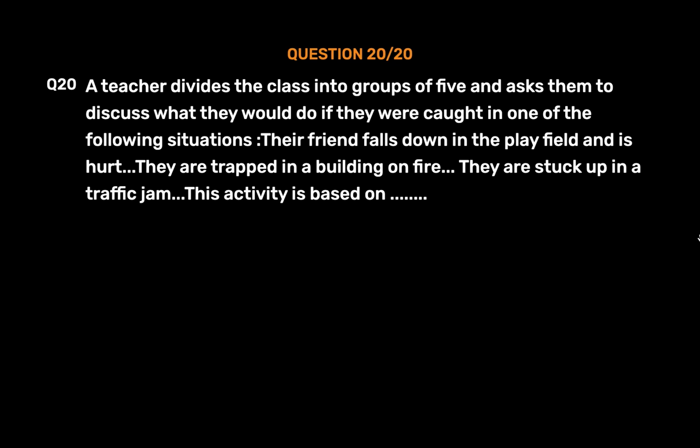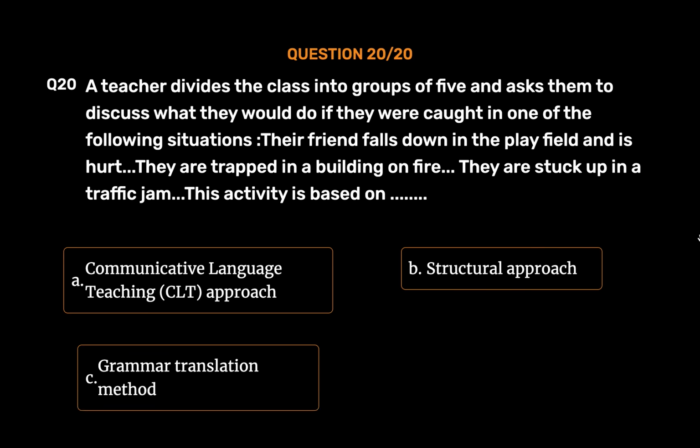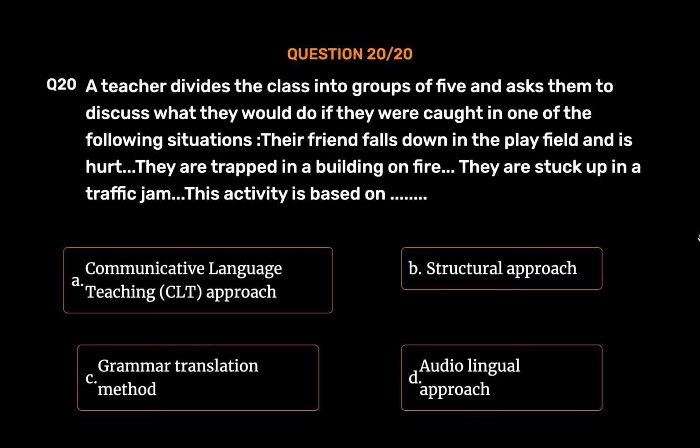Question number 20. A teacher divides the class into groups of 5 and asks them to discuss what they would do if they were caught in one of the following situations. Their friend falls down in the playfield and is hurt. They are trapped in a building on fire. They are stuck up in a traffic jam. This activity is based on Option A. Communicative language teaching (CLT) approach. Option B. Structural approach. Option C. Grammar translation method. Option D. Audiolingual approach. The correct answer is Option A. Communicative language teaching (CLT) approach.